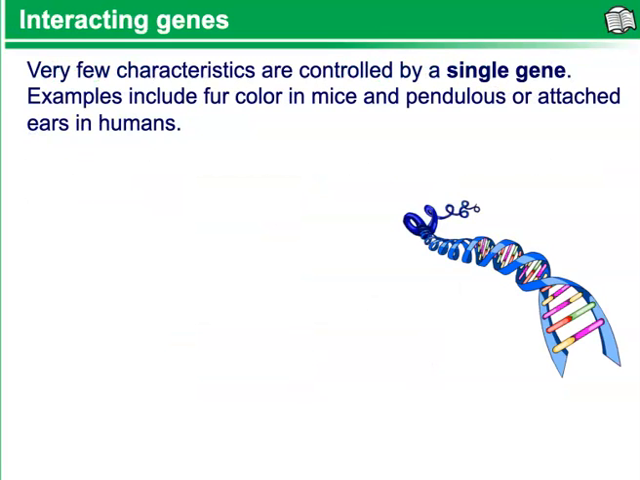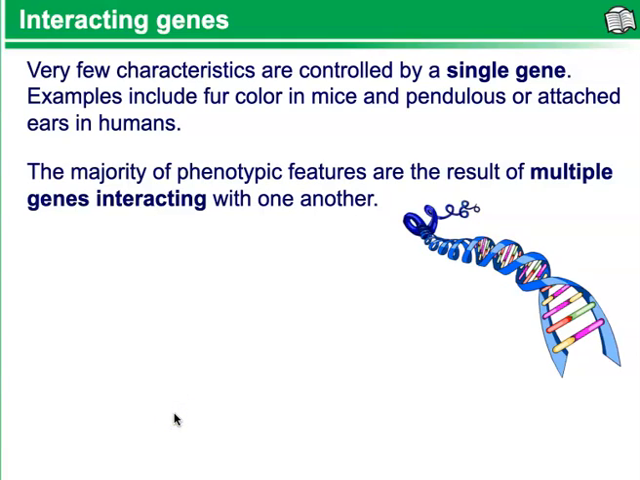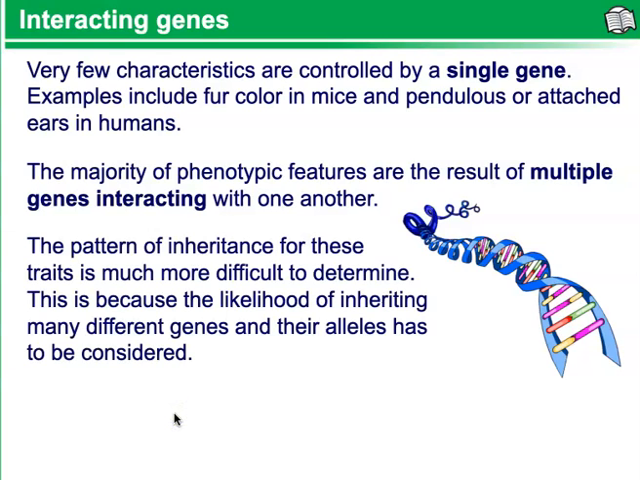Interacting genes. Very few characteristics are controlled by a single gene. Examples include fur color in mice and pendulous or attached ears in humans. The majority of phenotypic features are a result of multiple genes interacting with one another. The pattern of inheritance for these traits is much more difficult to determine. This is because the likelihood of inheriting many different genes and their alleles is to be considered.